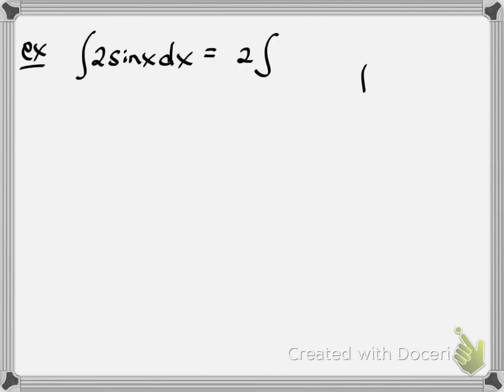So if I were to do the integral of 2 sine x dx, we'd probably bring the constant in front of the integral. And what do you take the derivative of to get sine? It's negative cosine. Oops, I forgot my 2.